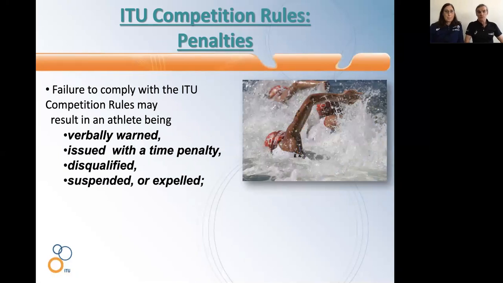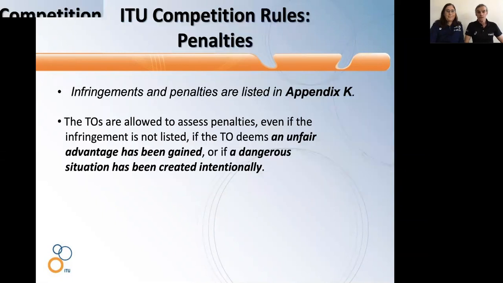So again, remember, failure to comply with the ITU competition rules may result in the athlete either being verbally warned, issued with a time penalty, disqualified, or worse still, suspended, and worse still from that, expelled. So remember, all your infringements and penalties are listed in the rulebook under the Appendix K. And remember, the TOs are allowed to assess penalties even if the infringement isn't listed in the rulebook. Okay, if you feel that an unfair advantage has been gained, or you believe there's a dangerous situation that's been created intentionally, then again, you're more than happy to issue a penalty.